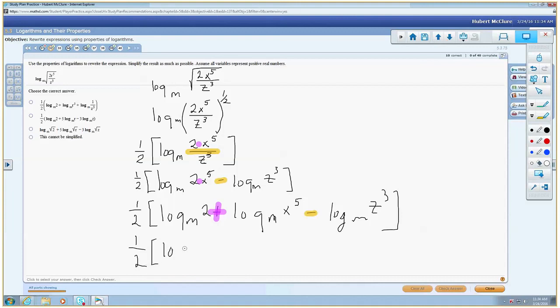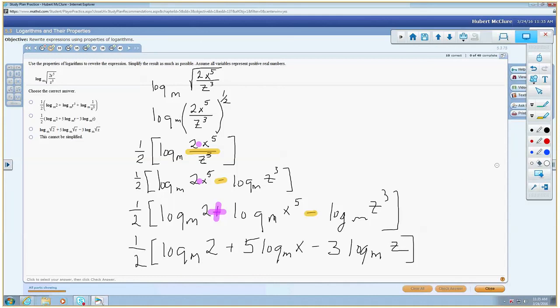Log base m of 2 plus 5 log base m of x minus 3 log base m of z. And that is your final answer.